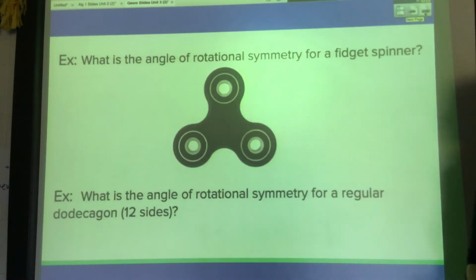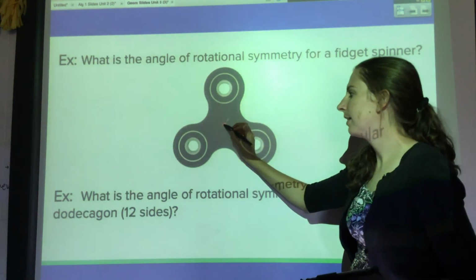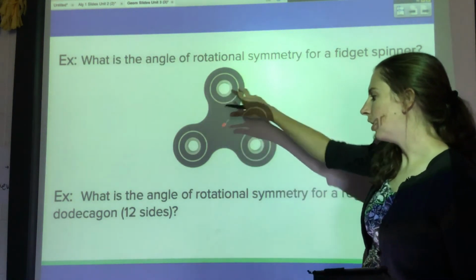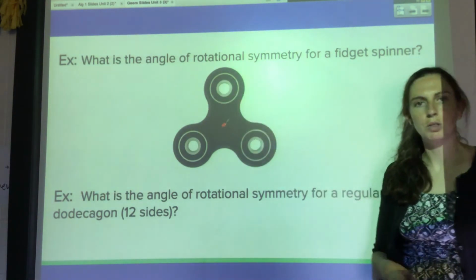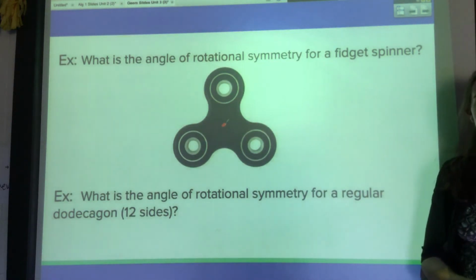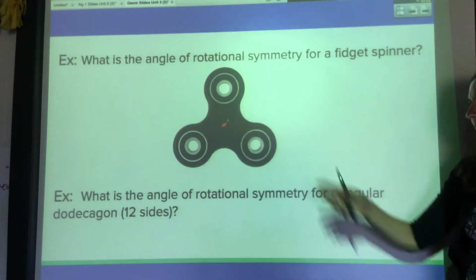Like a fidget spinner. A fidget spinner also has rotational symmetry. Like if I have the center point here, what's the angle at which I would need to rotate it to get back to something that looks the same?